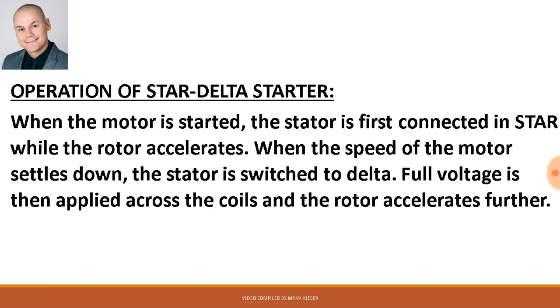How does a star delta starter work? When the motor is started, the stator is first connected in star while the rotor accelerates. When the speed of the motor settles down, the stator is switched to delta. Full voltage is then applied across the coils and the rotor accelerates further.